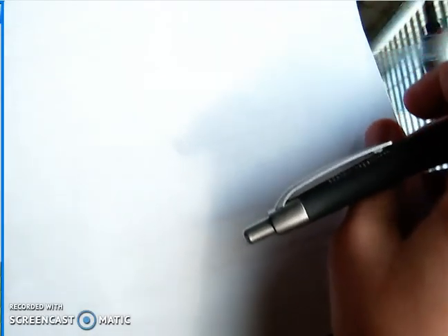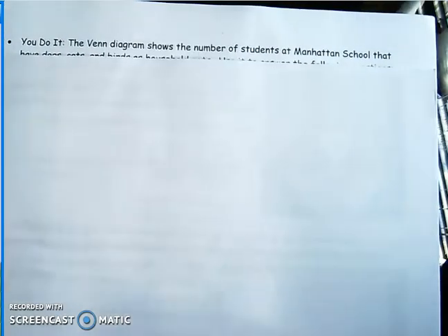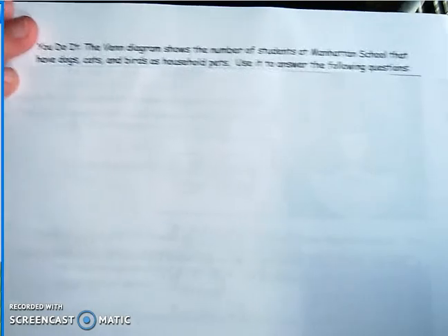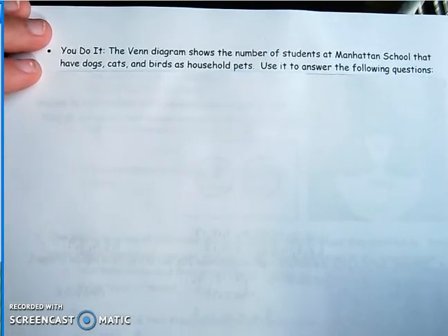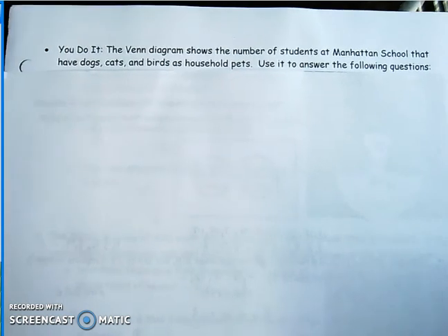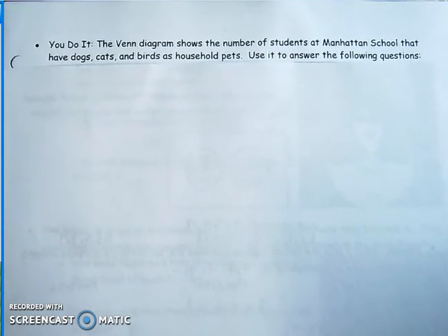Take a few seconds and try the you do it about the number of students and how many dogs, cats, and birds they have in a house. The Venn diagram is given for you. Pause the video while you work on it and then check your answers.